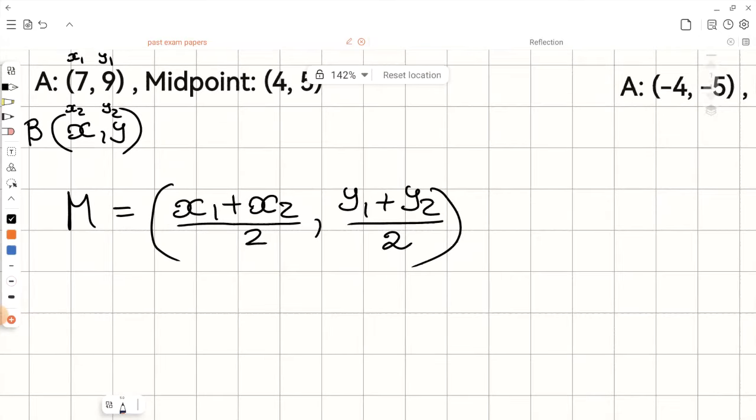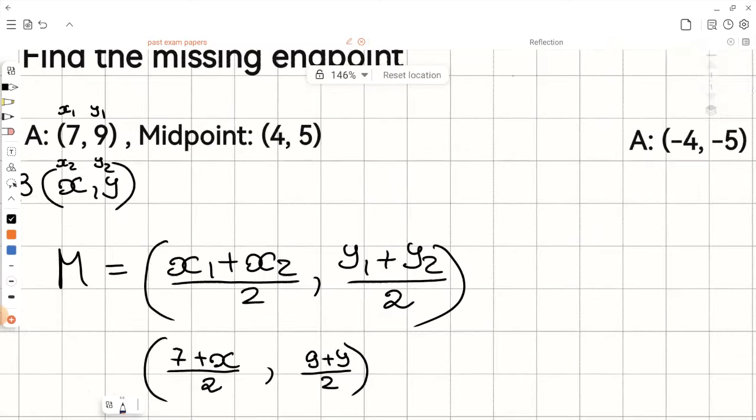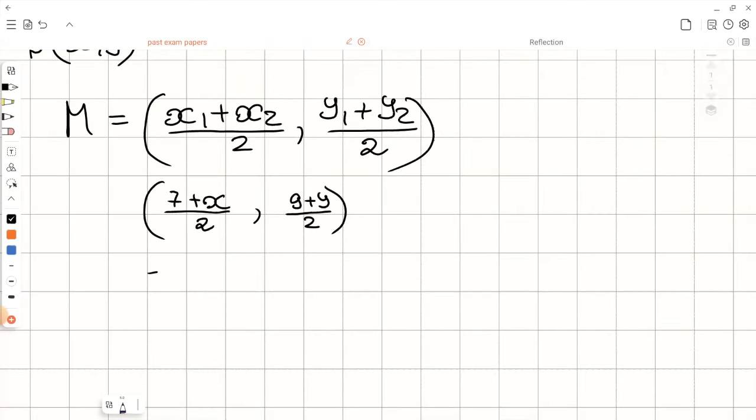So we will have (7 plus x) divided by 2, comma, and we're going to have (9 plus y) divided by 2. Now we know that if we add x1 and x2 and divide by 2, that gives us the x coordinate of the midpoint, which in this case equals 4. Therefore, I'm going to copy this, and then I'm going to make it equal to 4.